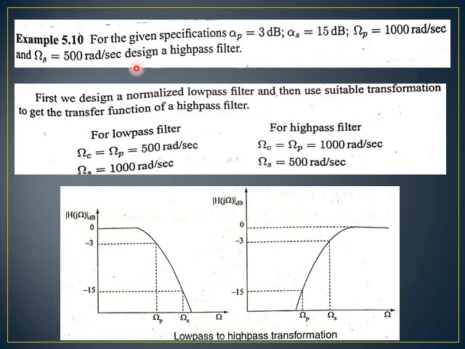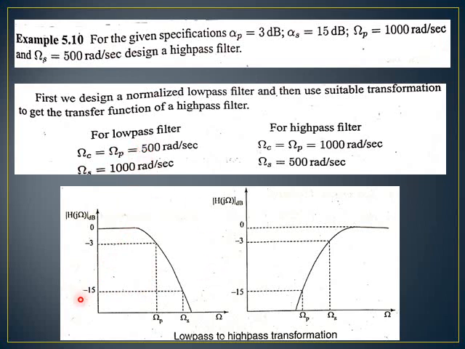So here the specification which is given in the question is for a high pass filter. So this is a high pass filter figure wherein this part is a pass band and this is your stop band. The pass band is 1000 radians per second and the stop band is 500 radians per second. But taking these specifications and designing the low pass filter, the values of omega p and omega s are going to change. So the value of omega p for a low pass filter will be 500 radians per second and the value of omega s will be 1000 radians per second.